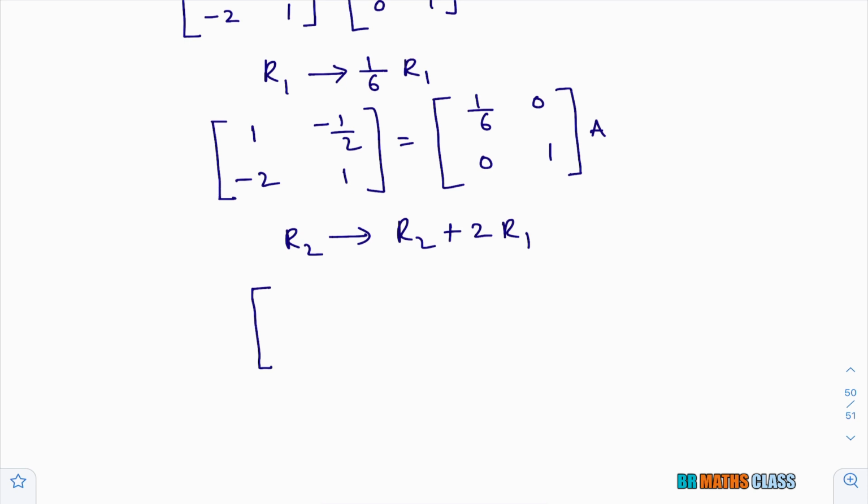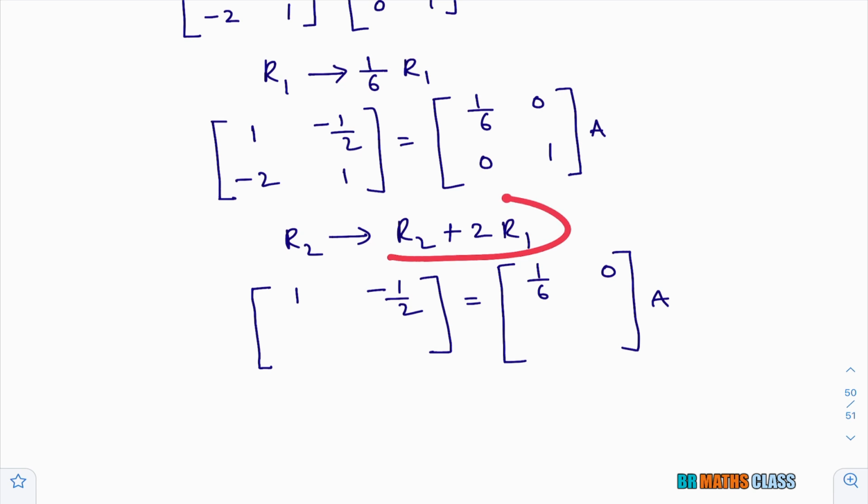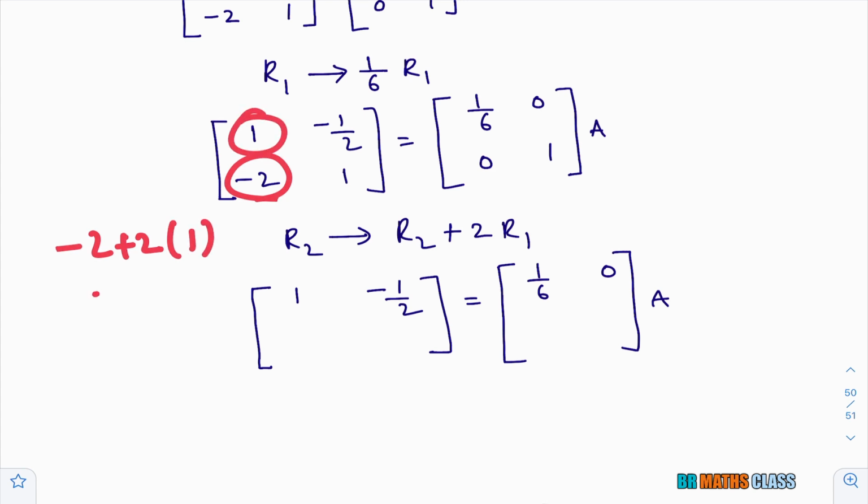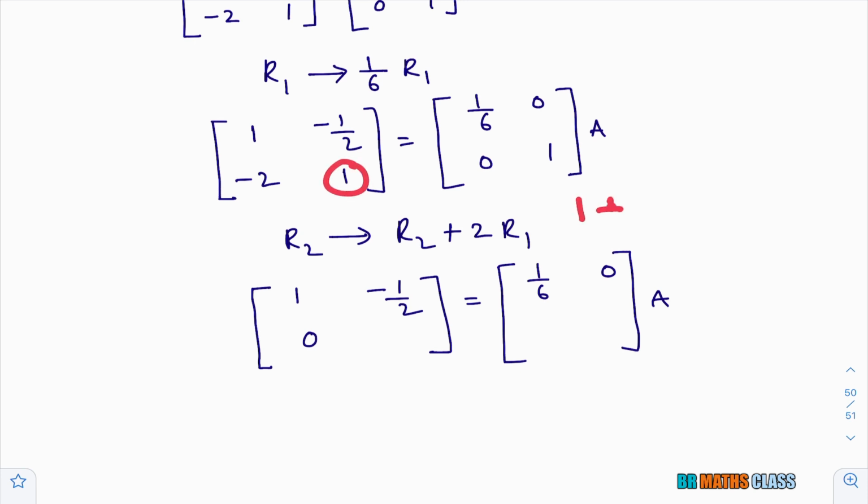Okay, 1, minus 1 by 2. No change in R1, so that's why I'm writing R1 as it is: 1 by 6, 0. Change is there only in R2. R2 plus 2R1. R2 means minus 2 plus 2 times R1. R1 is 1, so this is 0. So to get 0, we wrote this operation. Now come to this element of R2, that is 1 plus 2 times R1. R1 is minus 1 by 2, so plus 2 and minus 2 will get cancelled. 1 minus 1 is 0. You are getting 0 here.